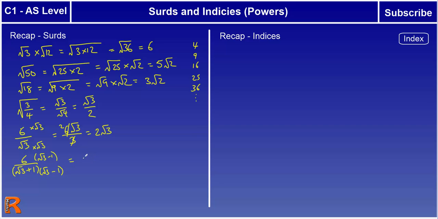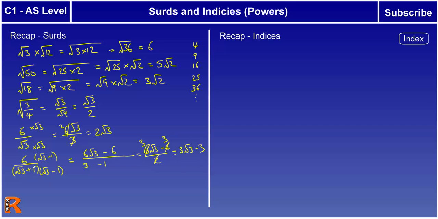If we multiply out the brackets, we could do it the long way around, so we get root 3 times root 3, which is just 3. 1 times root 3 minus 1 times root 3, and that's why we do it, because the root 3's cancel. And then we've got plus 1 times minus 1, which is minus 1. Then on the top we've got 6 lots of root 3 and 6 lots of minus 1, which is minus 6. So we've got 6 root 3 minus 6 all over 2. And 2 goes into both of those 3 times. So we've got 3 root 3 minus 3.